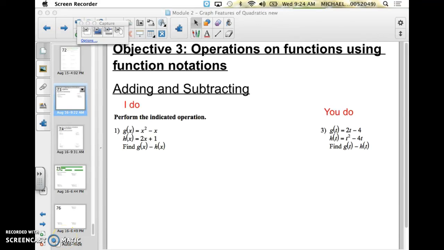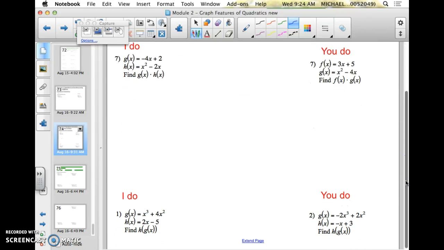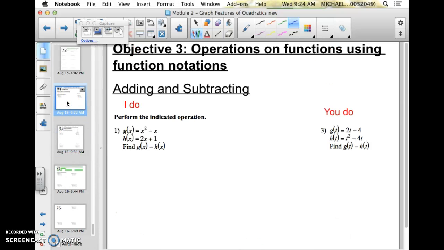3. Operations on functions using function notations. I'm going to do an example of subtraction, and then I'll have you try one on your own, and then I'm going to do an example of multiplication, have you try one on your own, and then of composition, and then have you try one on your own in this video. Alright, so there are 3 different problems I'm going to show you how to do.